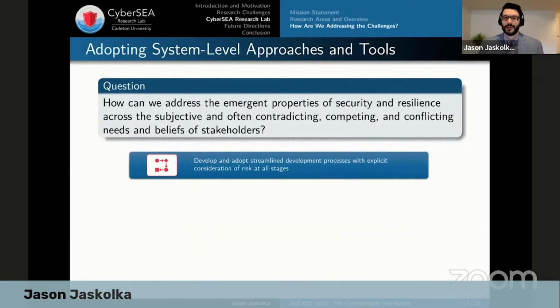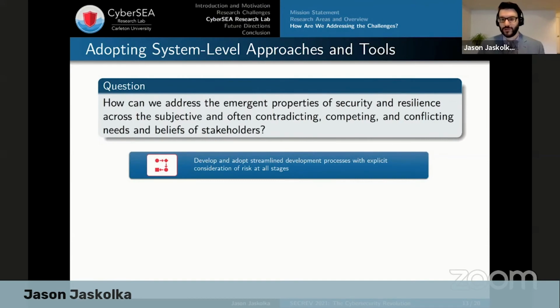We're also looking at adopting system-level approaches and tools. So how can we address the fact that there are emergent properties, such as security and resilience, of these systems, across all of these subjective, competing and conflicting needs and beliefs of all the different stakeholders?